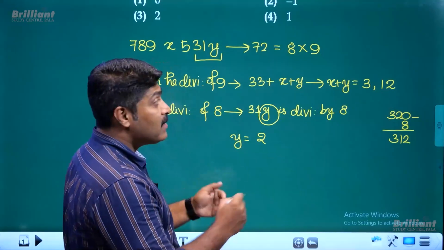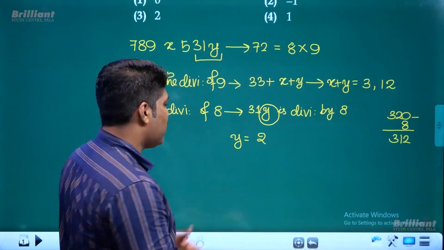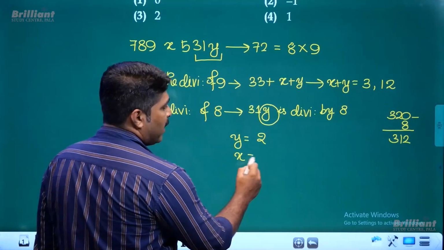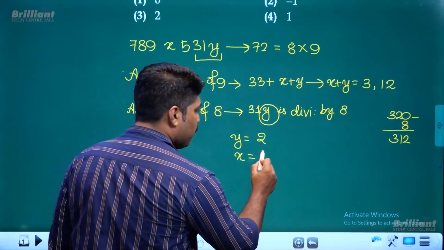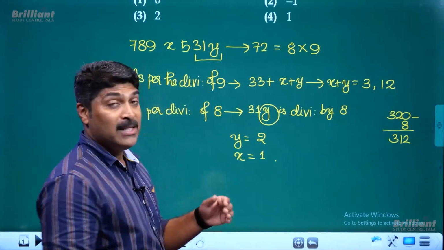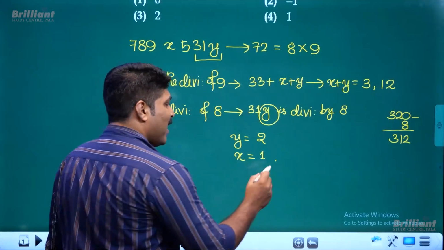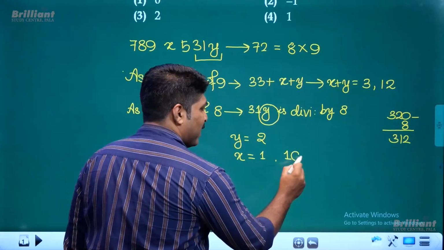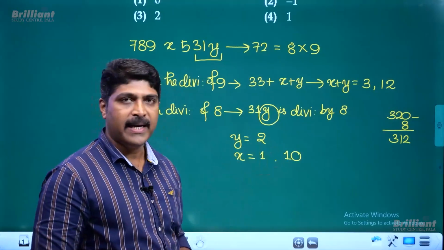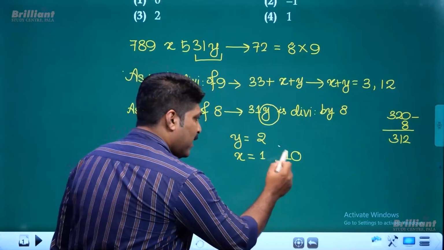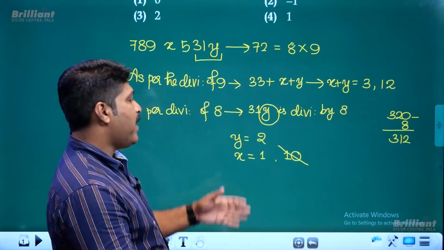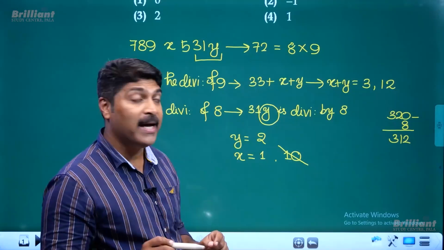Here we know that x plus y equals 3. If x plus y equals 3, what is the value of x here? x equals 1. If x plus y equals 12, what will be the value for x? x is equal to 10. Is it possible? Here x is a single digit number, therefore it is not possible. Therefore we got the values of x and y as 2 and 1.